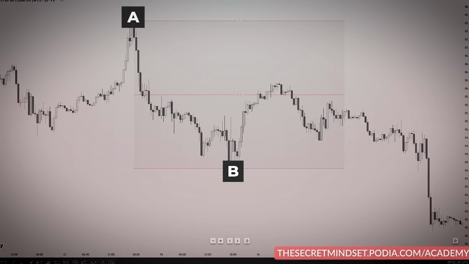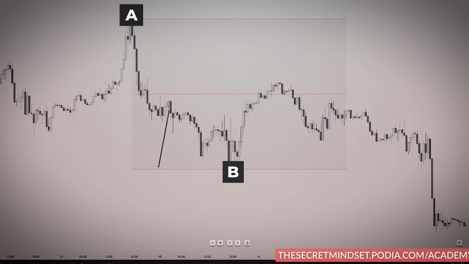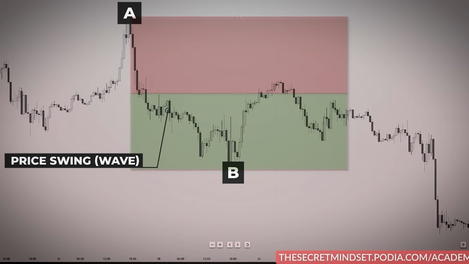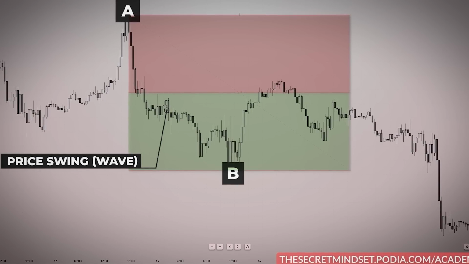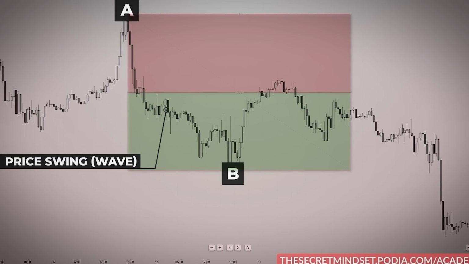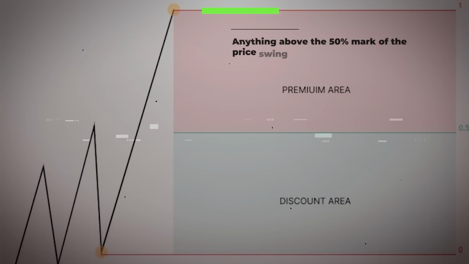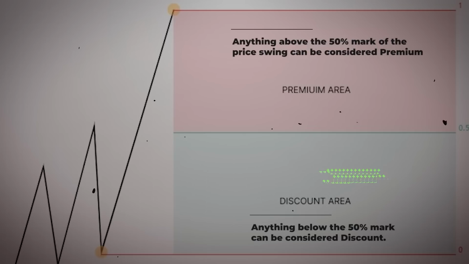The premium and discount zones are very important in smart money trading. In this chart, the distance between a swing high and a swing low is called a price swing or a price wave. If you measure the distance from the top of the leg to the bottom and you apply a Fibonacci retracement, you can get the premium and discount range. In general, anything above the 50% mark of the price swing can be considered premium, and anything below the 50% mark can be considered discount.